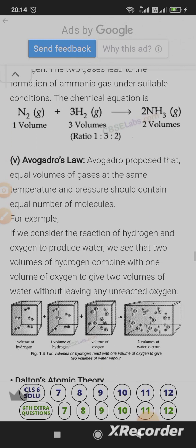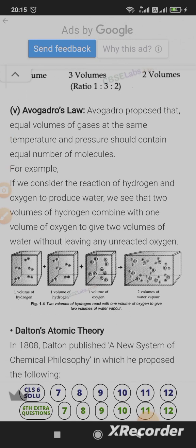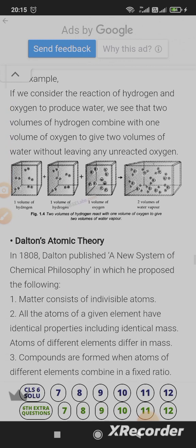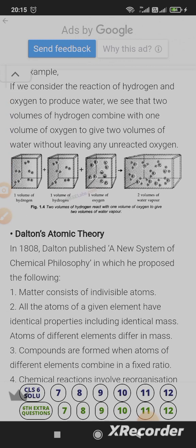Avogadro's law. Avogadro proposed that equal volumes of gases at the same temperature and pressure should contain an equal number of molecules. If we consider the reaction of hydrogen and oxygen to produce water, we can see that two volumes of hydrogen combine with one volume of oxygen to give two volumes of water without leaving any unreacted oxygen.